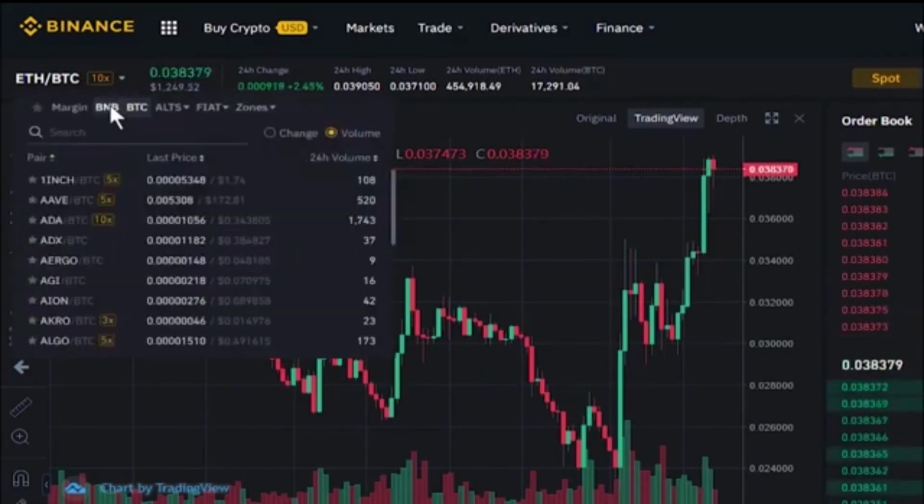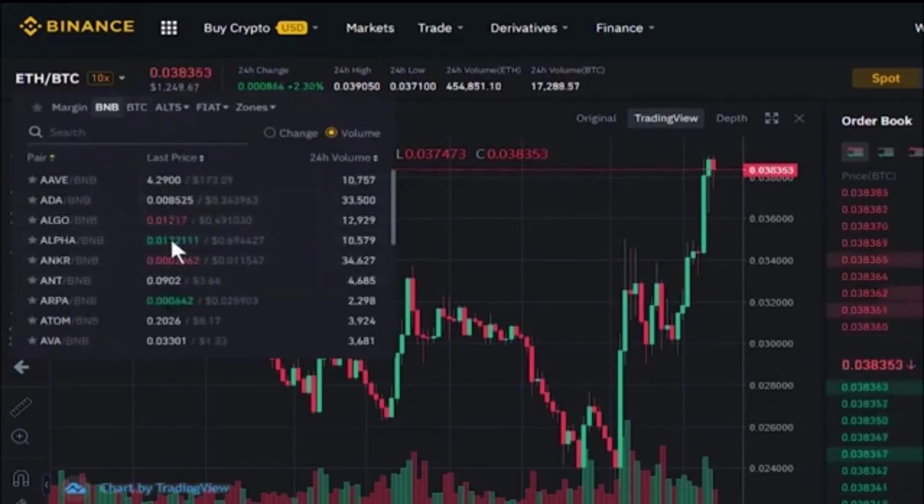And below that, you can see how much is its dollar equivalent. Or you can select BNB, the Binance coin, and this is the list of the coins that you can trade in terms of BNB, or you can filter based on other altcoins.